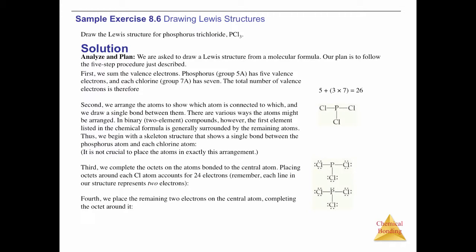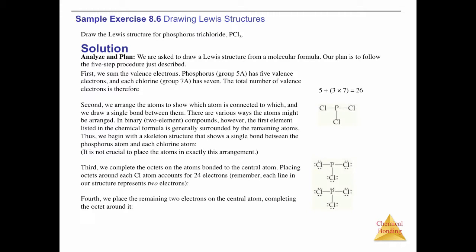There are various ways the atoms might be arranged. In binary 2-element compounds, however, the first element listed in the chemical formula is generally surrounded by the remaining atoms. Thus, we begin with a skeleton structure that shows a single bond between phosphorus and each chlorine. It's not crucial to place the atoms in exactly this arrangement. We also know that these are 3-dimensional.